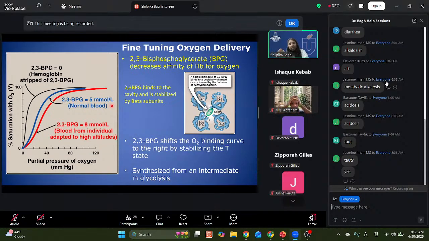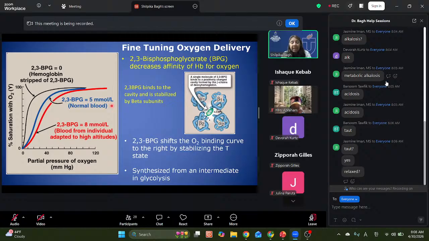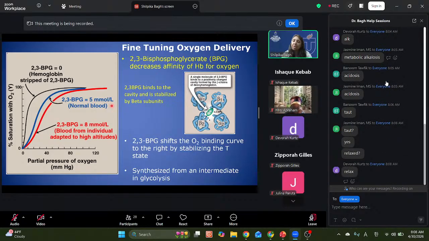Factors which shift the curve towards the left favor which form? The relaxed or oxy form. Let's quickly do the factors which shift the curve towards the left: carbon monoxide poisoning, HbF, hypothermia.